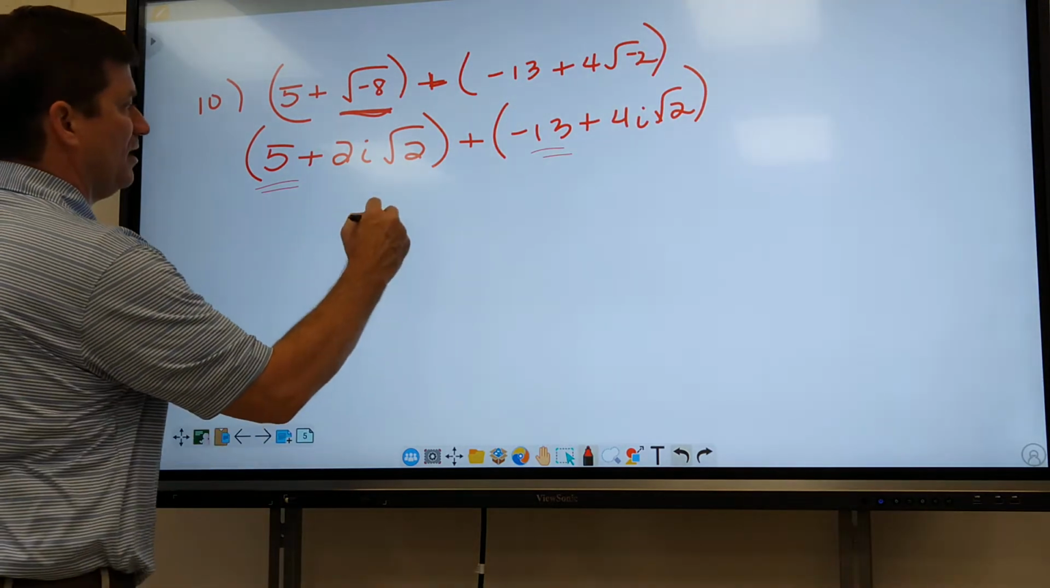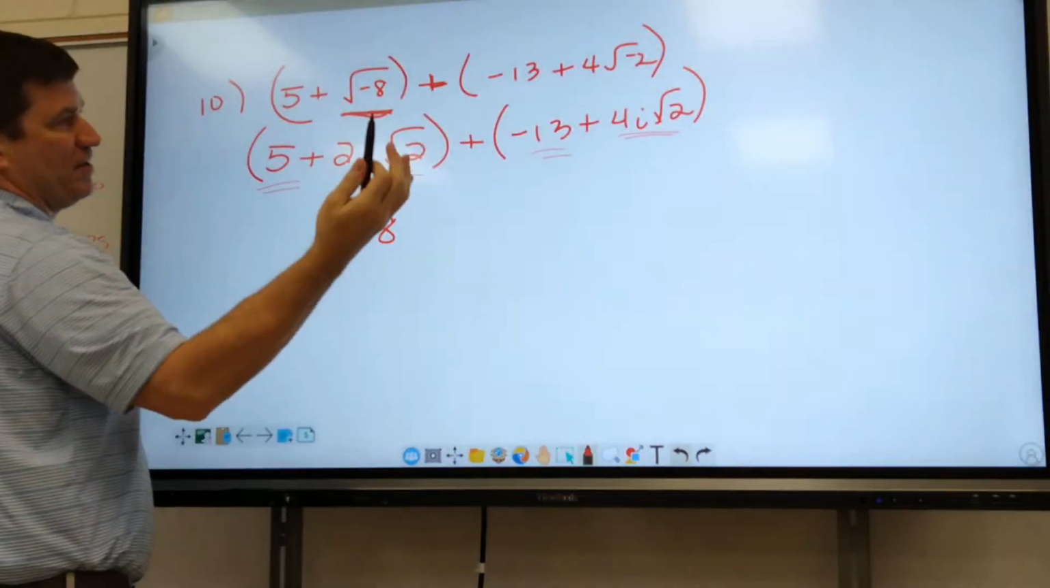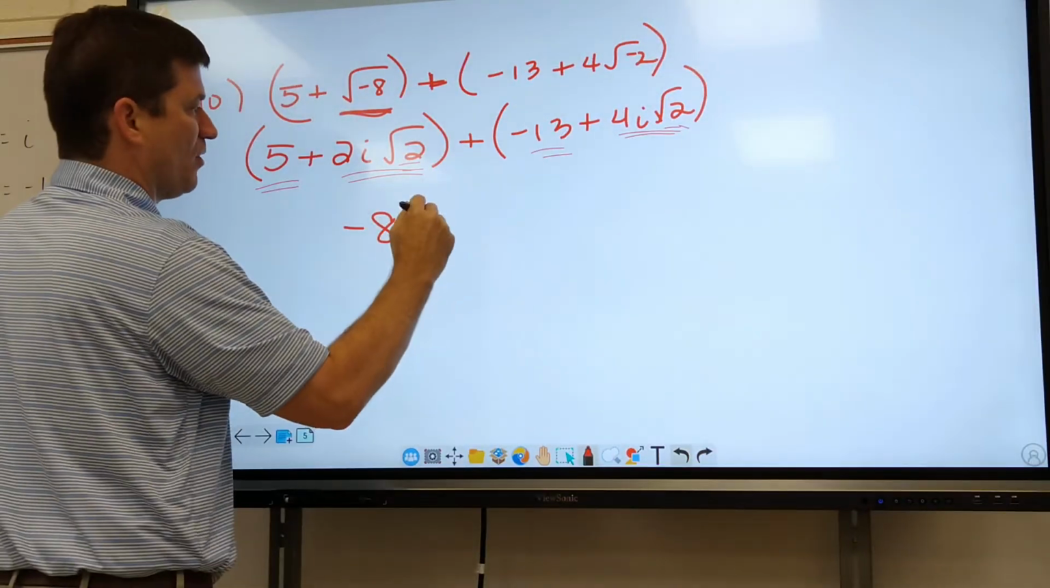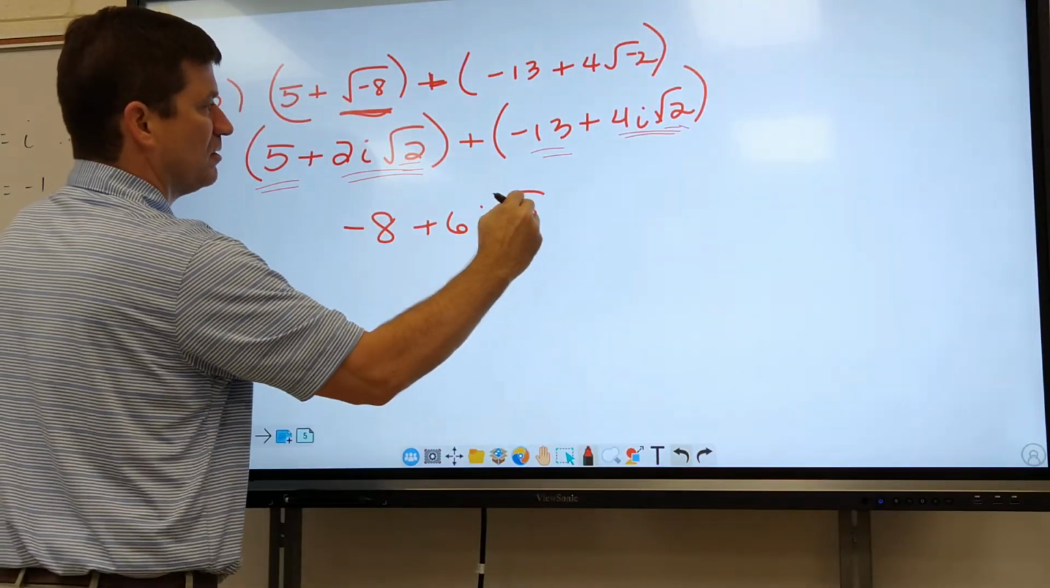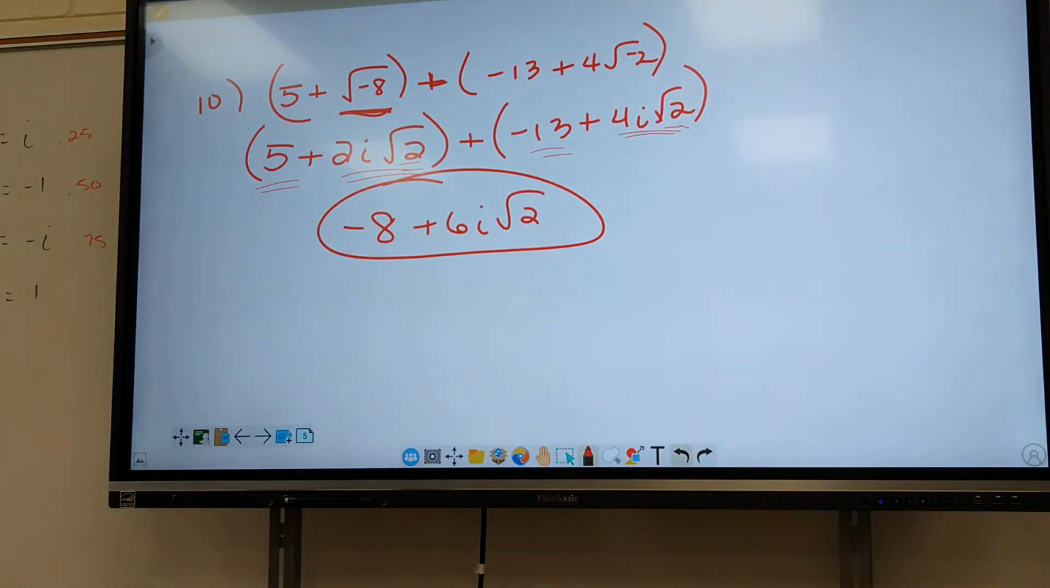Negative 8. So I got negative 8, then I got to add up these two. Now look, why are these like terms? Because they both have a root 2. So all you do is add up 2i plus 4i and get 6i, 6i root 2. So that one was a little harder. You had an extra step in that.